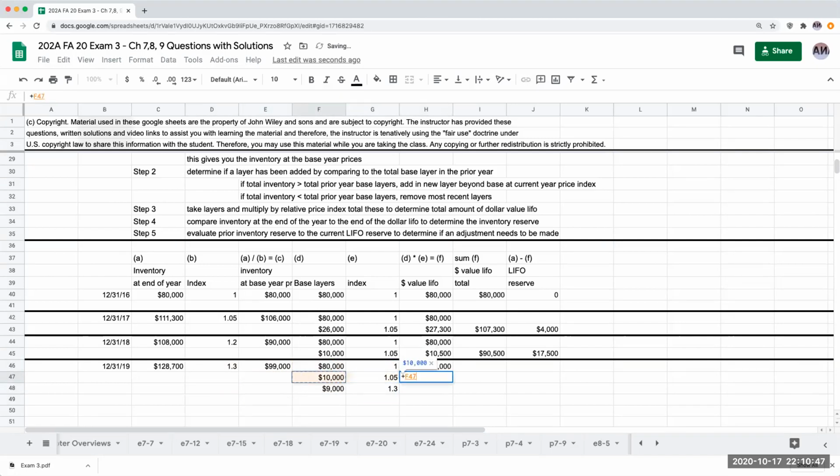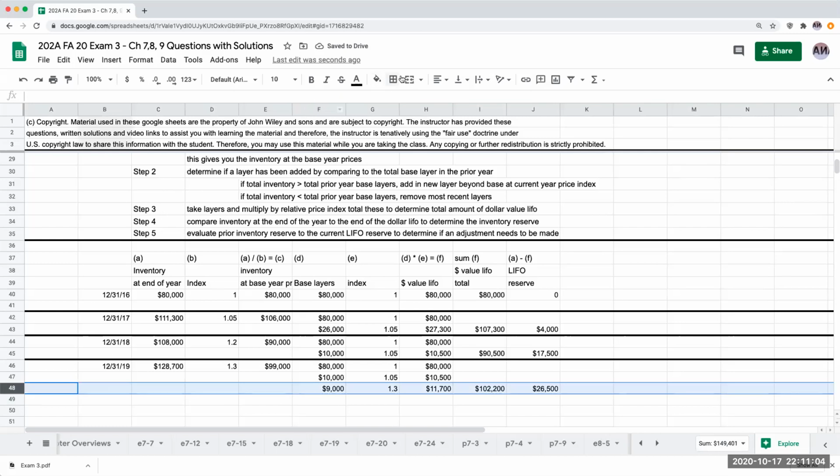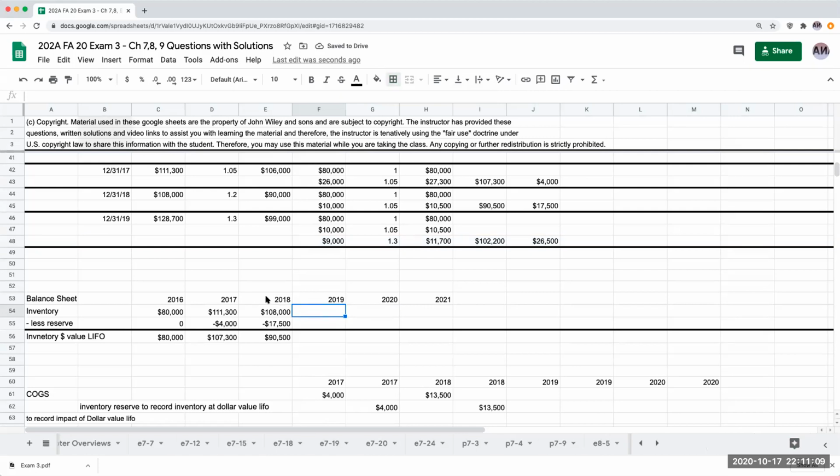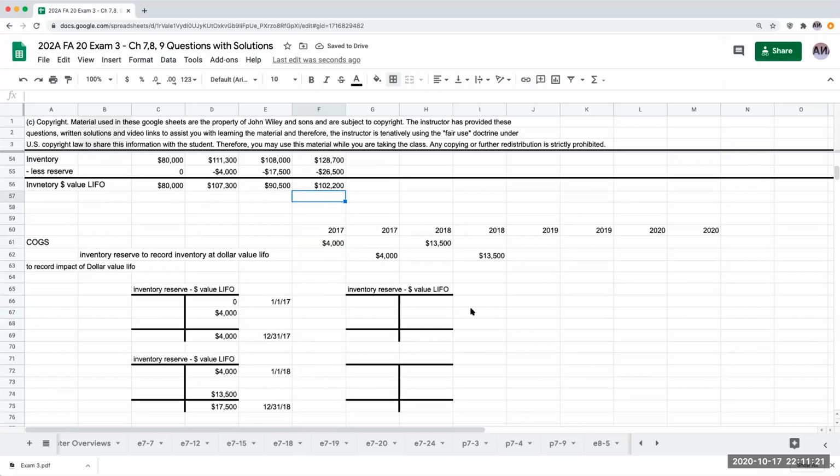So when I multiply these through and add these up, 1022, my LIFO reserve is now going to be 128.7 less than 1022, or 26,500. Okay. So here we go. We got 128.7. The amount of my reserve is going to be 26.5. So my inventory using dollar value LIFO is 1022.